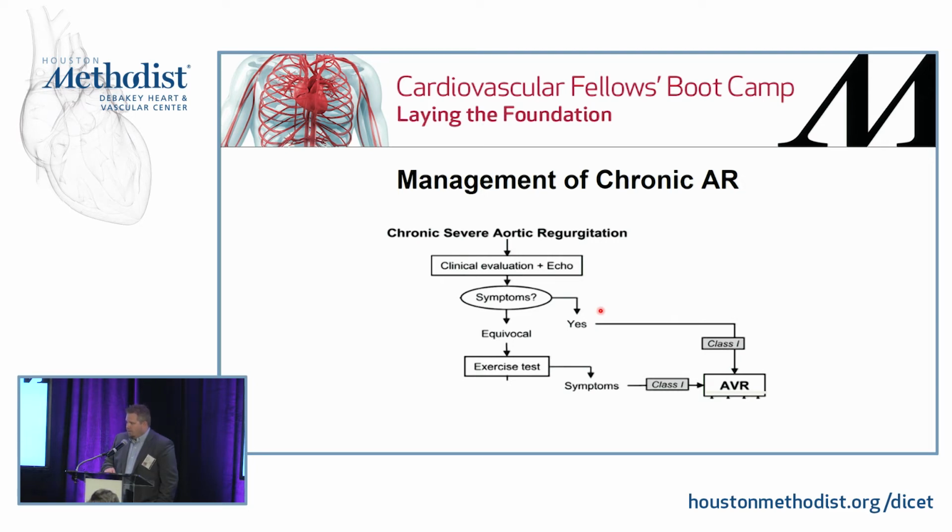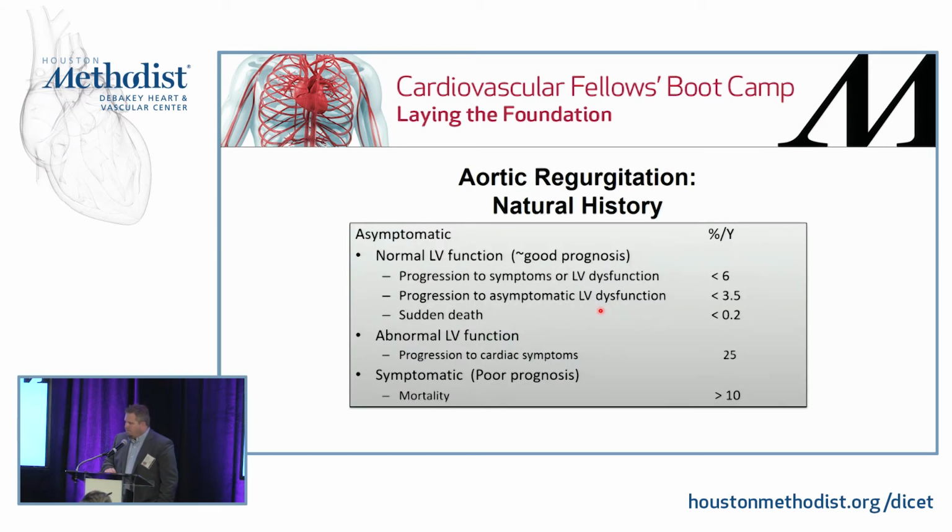So again, chronic severe aortic regurgitation, if they have symptoms, it's a class 1 indication to go ahead and go to AVR. Symptoms tend to progress slowly, 6% per year. If you have normal LV function in an asymptomatic patient, only 6% of those people progress to symptoms throughout the year. Progression to asymptomatic LV dysfunction, 3.5% per year. Sudden death, these people don't die, 0.2%.